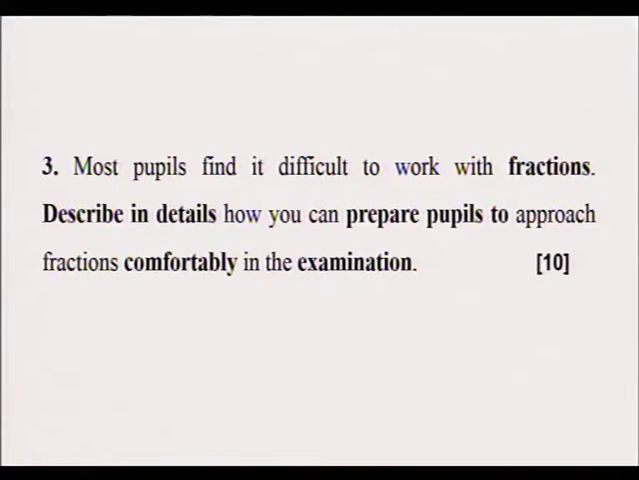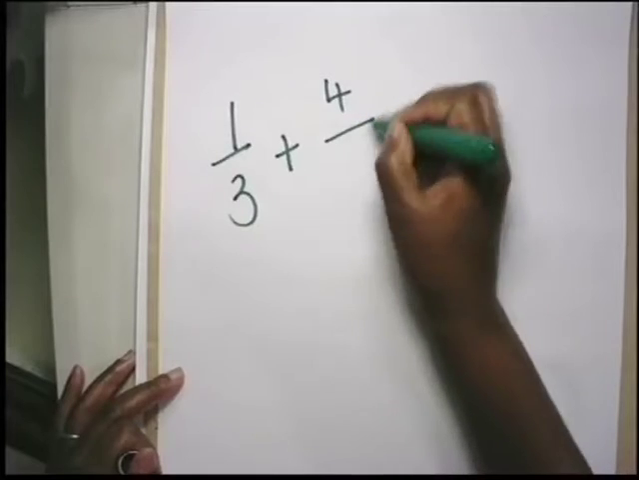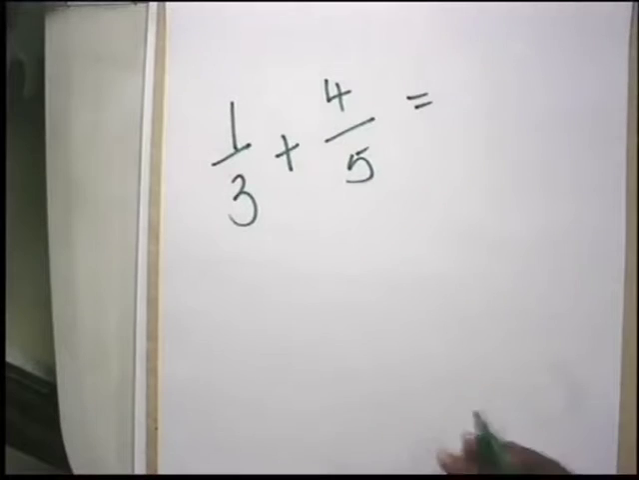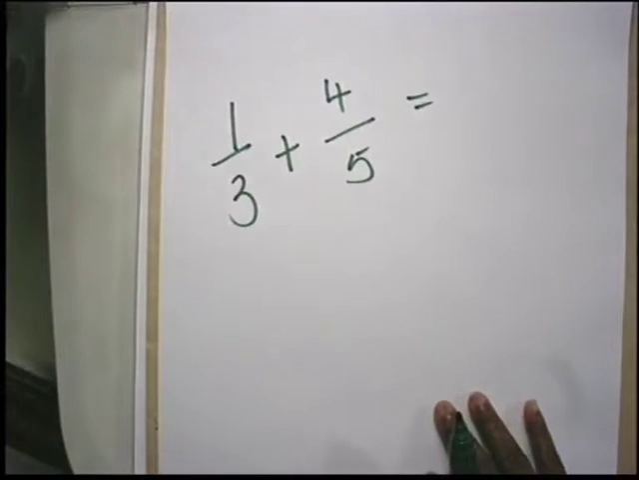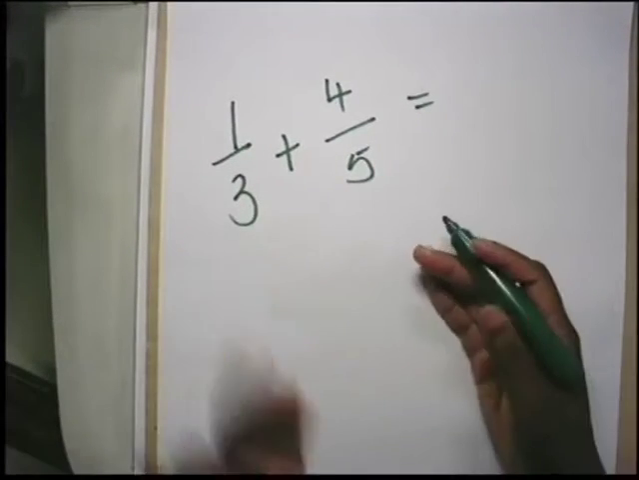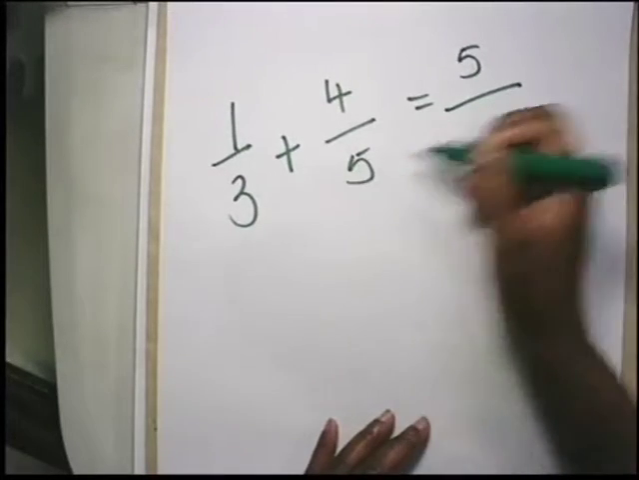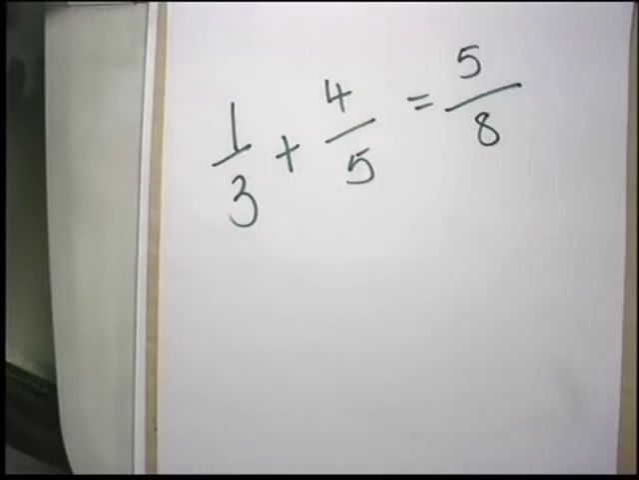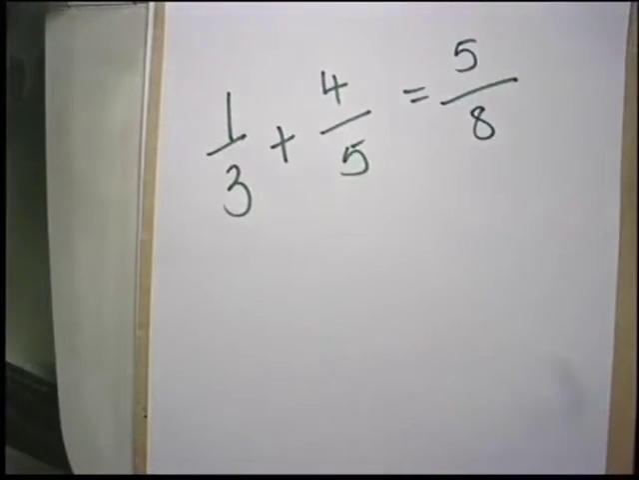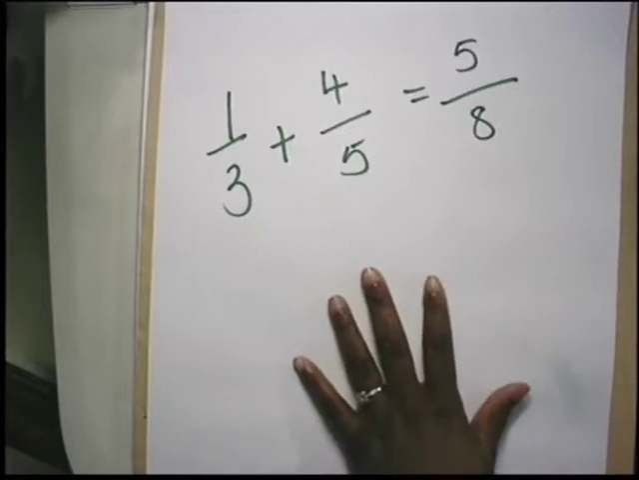For instance, if you give a learner 1/3 plus 4/5, you see strange answers here. I hope you are aware of that. Some of them just say 1 plus 4, 5. 3 plus 5, 8. And that is their answer. As simple as that. This is a common mistake, and there are so many others under fractions.